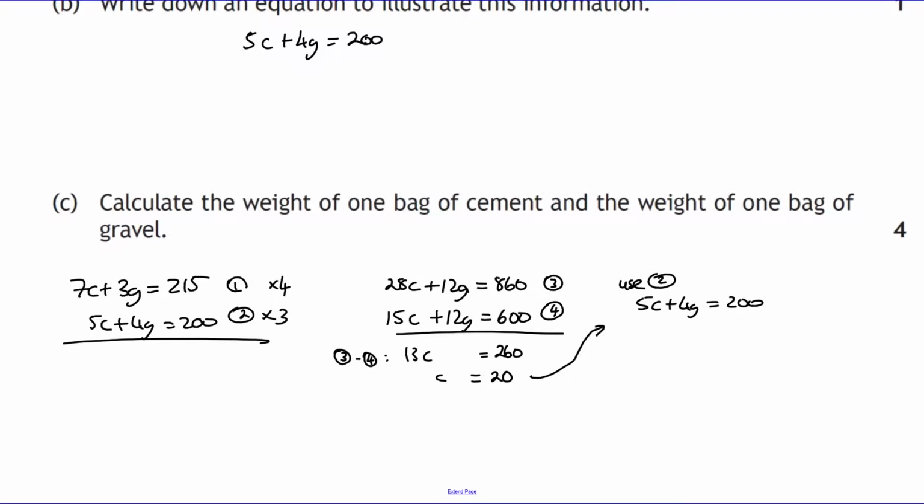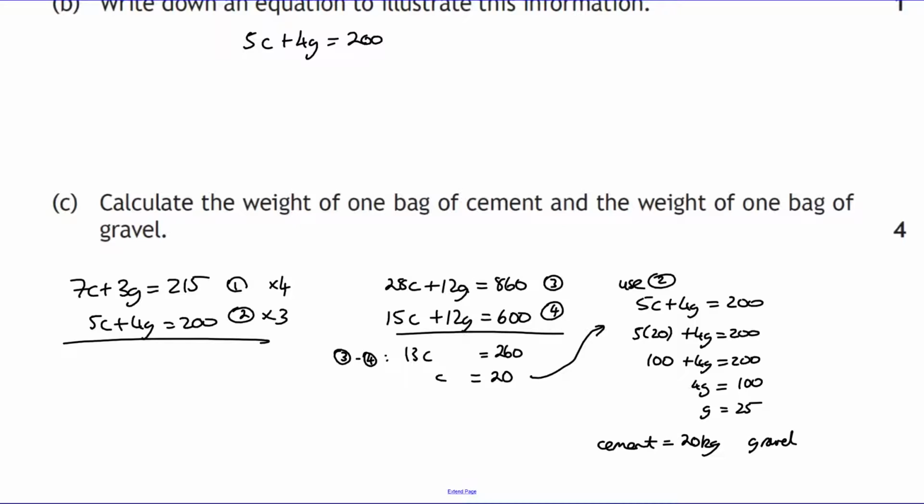Okay, and we now know c is 20. So it's 5 times 20 plus 4g equals 200. 5 times 20 is 100 plus 4g equals 200. Take 100 off both sides and we end up with 4g equals 100 and g equals, divided by 4, 25. Put a little statement at the end, so cement is going to be 20 kilograms per bag and gravel is 25 kilograms per bag. Okay, that's us finished.